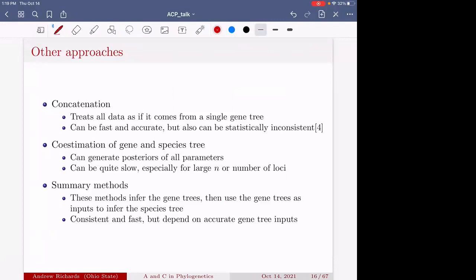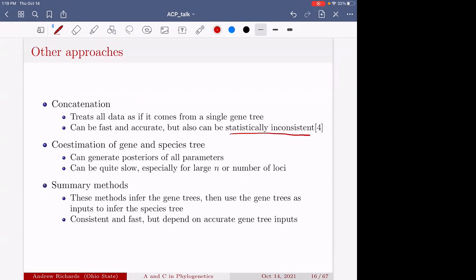And this can be pretty fast and in some cases accurate, because you're removing a lot. You're removing having to worry about all those gene tree densities from the equation. But the big problem with this is under certain conditions, it can be statistically inconsistent. So it can actually point you to the wrong tree, and increasing the amount of data you have doesn't help you. So that's really a problematic property to have.